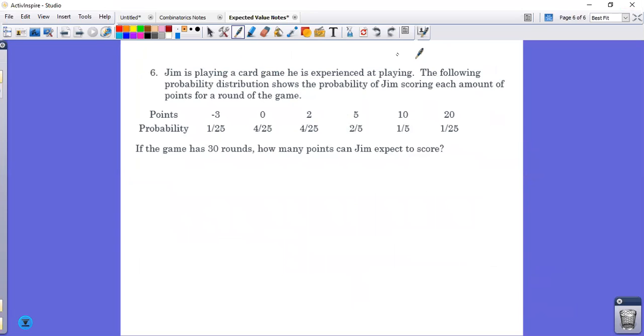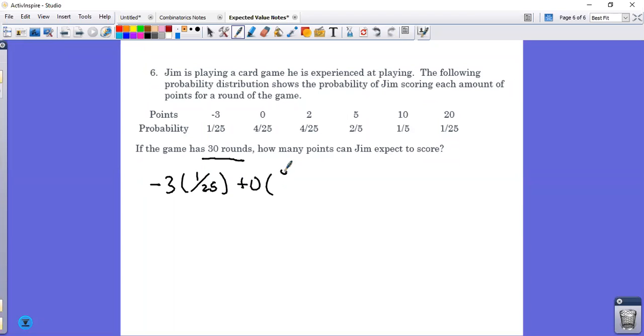Okay, so Jim's playing a card game. His points are -3, 0, 2, 5, 10, or 20. There's the probability of getting those points. It says if the game has 30 rounds, how many points can you expect him to get? Well, first, what's the expected value? In other words, how many points is he going to get for one round on average?